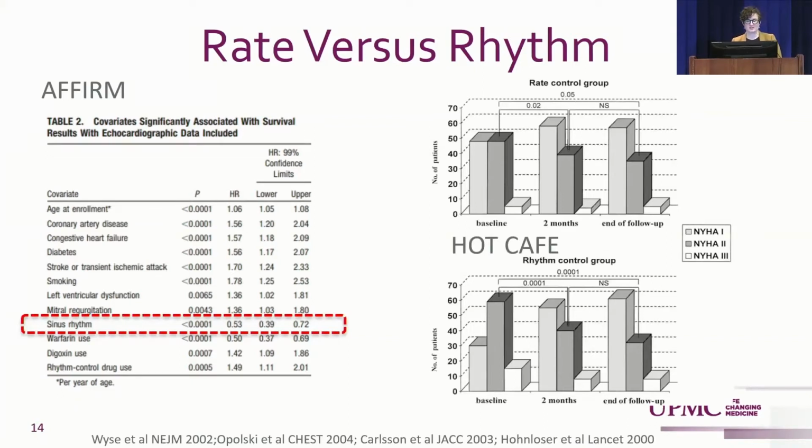So the HOT CAFE study was a very cleverly named Polish study of about 200 patients that had about a 40% cardiomyopathy rate. And they looked at New York Heart Association functional class with rate versus rhythm control. You can see the top is rate control, the bottom is rhythm control. There's a little bit of change over time in the treatment groups, but between groups, there was no difference in New York Heart Association class over the course of the study.